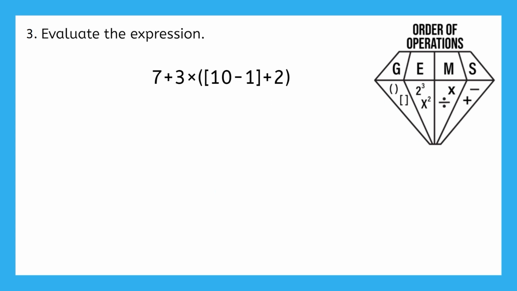For our next problem, we need to evaluate the expression 7 plus 3 times the quantity of 10 minus 1, all plus 2, all within parentheses. How fascinating. There's 2 different kinds of grouping symbols in this problem, and the brackets are inside the parentheses. This is a fun one, mathematicians. Take a moment to make a prediction about how you think we should approach this problem. Feel free to pause the video while you think.